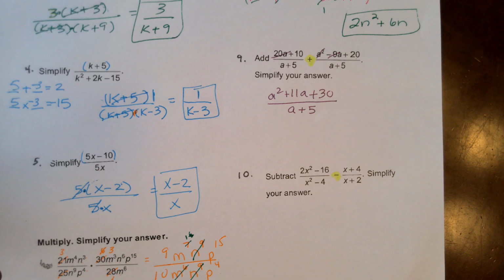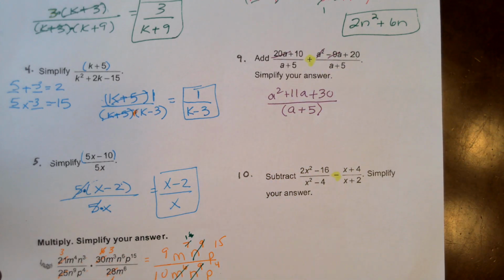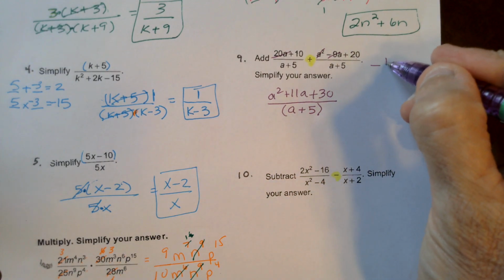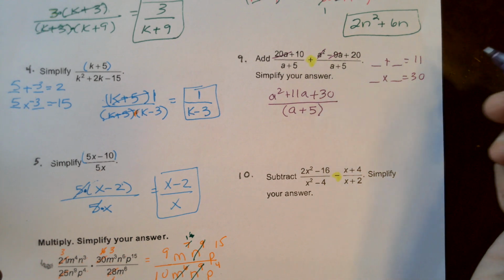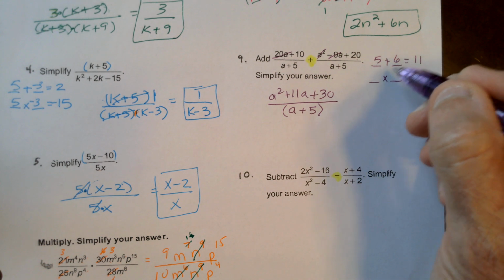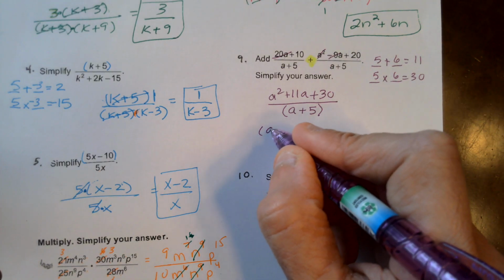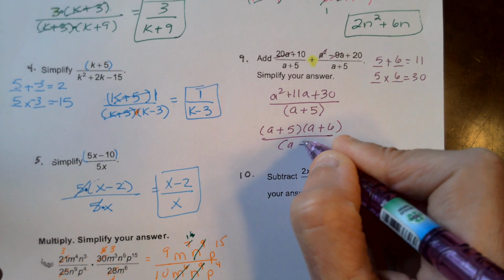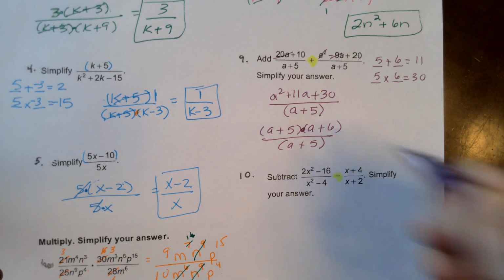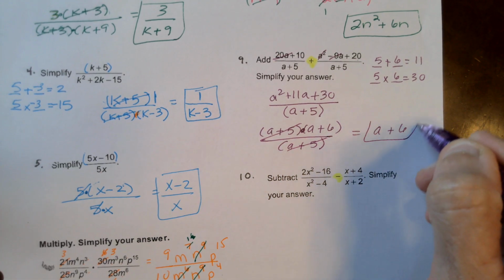All right, now that we've got one fraction, I've got one entity in the bottom, a plus 5, that has to stay together. They can't separate them. So I'm going to do a box 1. What plus what equals 11, and what times what equals 30. Looks like it's a 5 and a 6. I bet you guys are getting pretty quick at finding those, aren't you? So I have a plus 5 and a plus 6 on the top. I have a plus 5 on the bottom. Yay, those are multiplied. So I can cross off the a plus 5s, and I'm left with a plus 6.